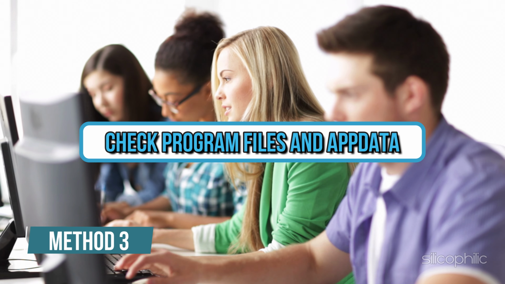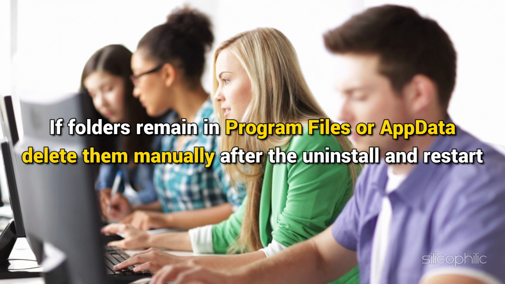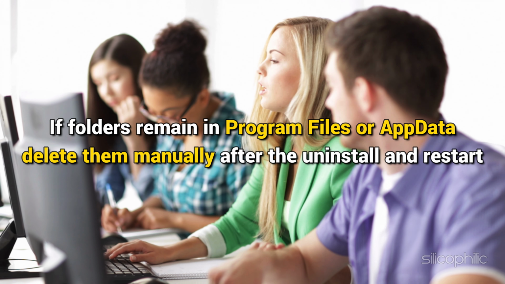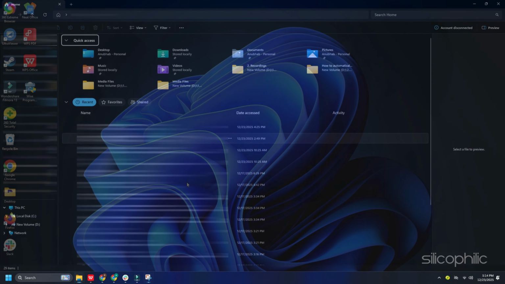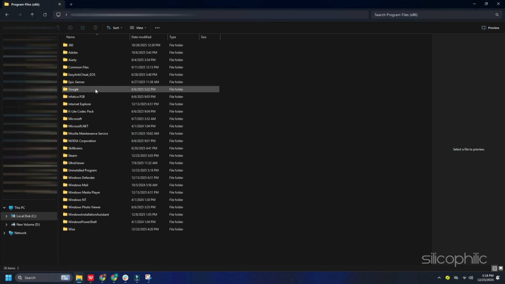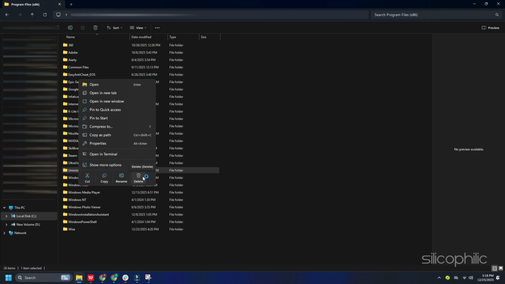Method 3. Check program files and app data. If folders remain in program files or app data, delete them manually after the uninstall and restart. Press Win+E to open File Explorer. Navigate to C:/Program Files. Look for a folder with the name of the uninstalled program. If found, right-click the folder, then select Delete. If Windows says the folder is in use, restart again and retry.